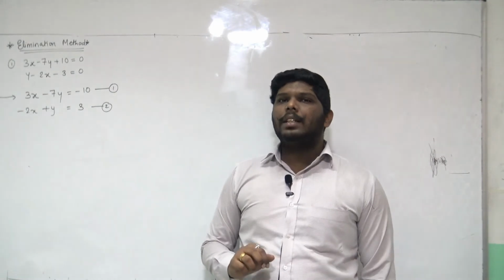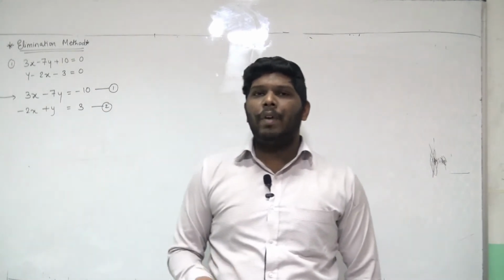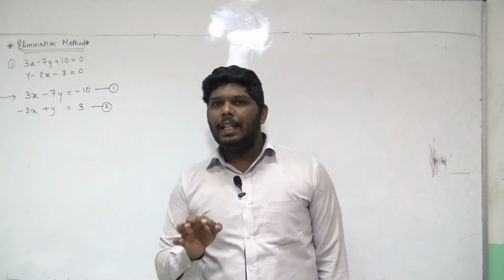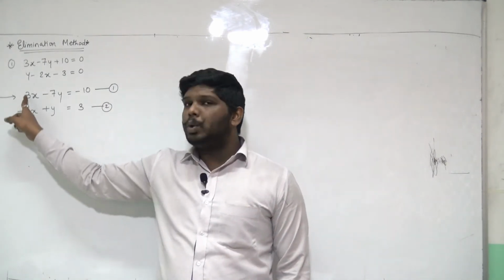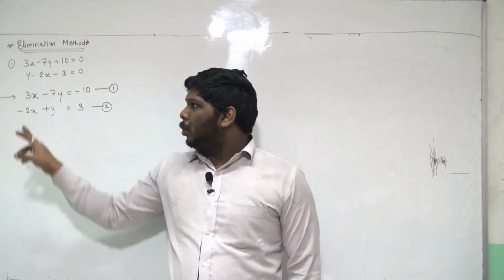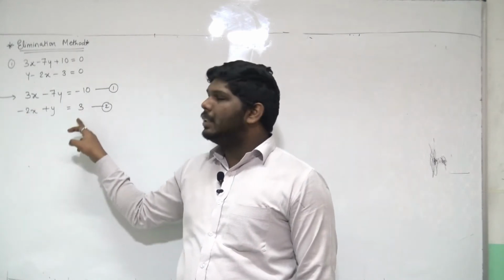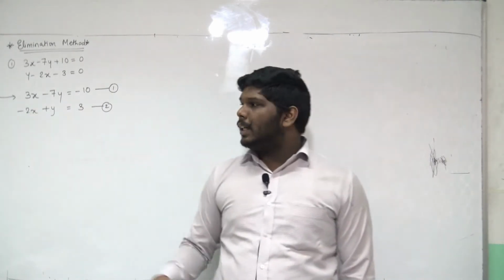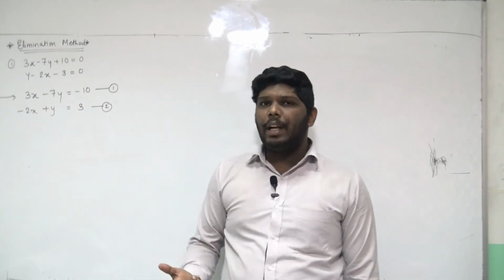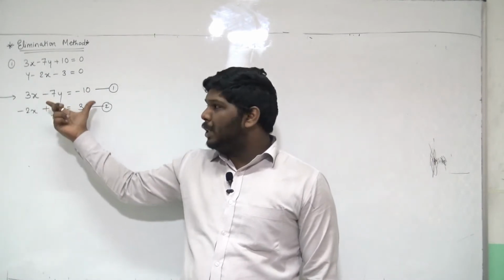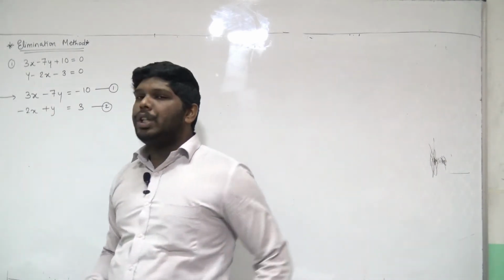Or else, suppose none of the coefficients are same for x or for y, and you are not getting 1 either, in that case you have to go for the LCM of the coefficients. Here you can see 3 and 2, so the LCM of 3 and 2 is 6. To make this 6 you multiply this equation throughout by 2, and to make this 6 you multiply the other equation by 3. But since here the coefficient of y is 1, the LCM of 1 and 7 is 7. So there is no need to change equation number 1, I am just going to multiply equation number 2 by 7.